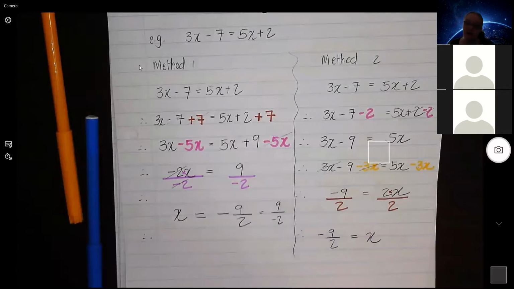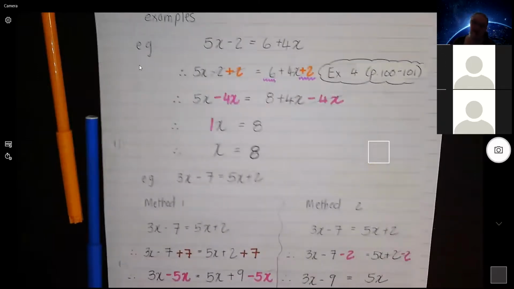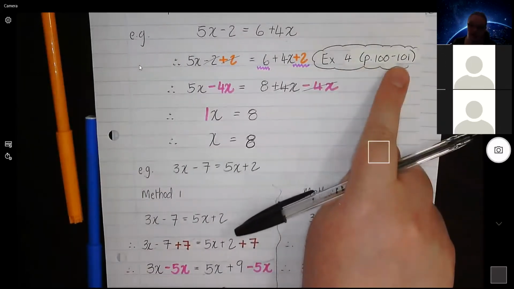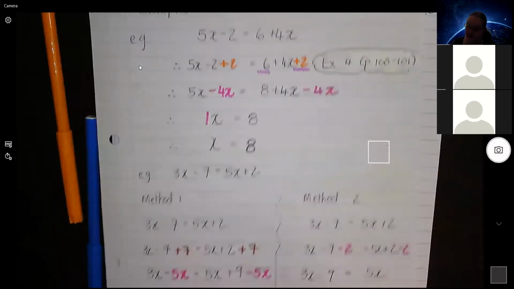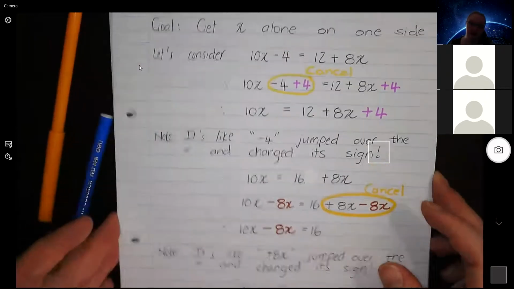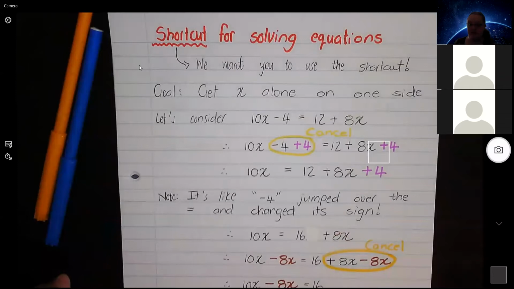Boys, if you're still a little bit confused, don't worry about it. It is a little bit difficult to master, especially since I'm not giving you much time to practice it. Okay, you're going to practice this on exercise 4, page 100 to 101. Okay, but now I want to get to the shortcut, and the shortcut is actually what we want you to use. Okay, this is just to explain where the shortcut comes from.